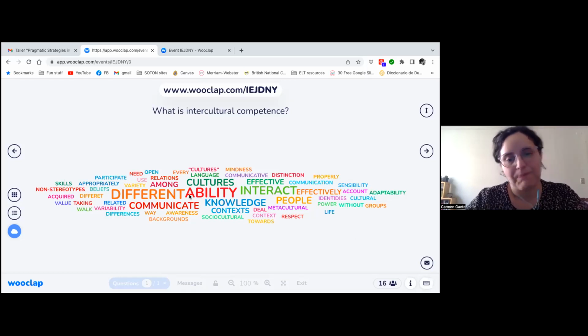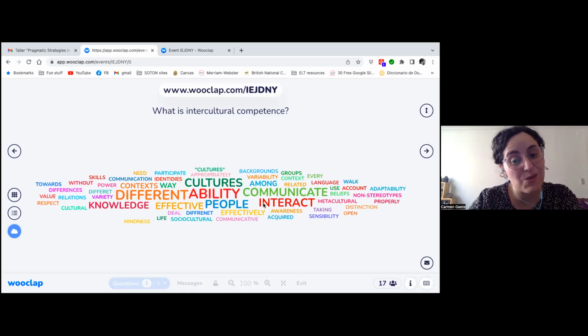Ability, interact, that's another key word in the concept of intercultural competence. Knowledge, very good. We're going to discuss that as well very briefly when we talk about the definition. What does knowledge mean in this case?